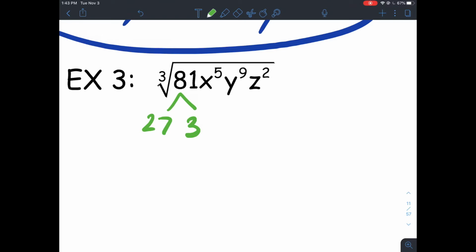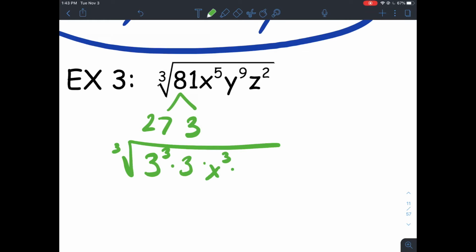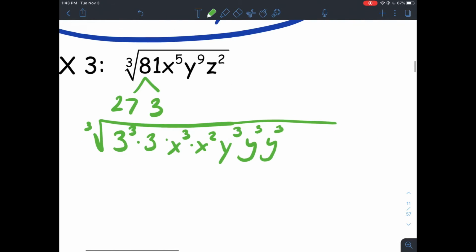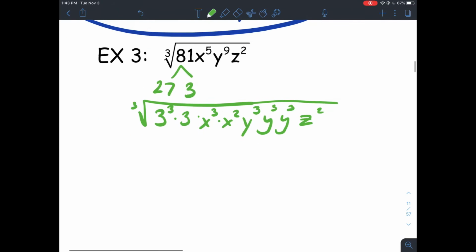Then we're going to go ahead, let's rewrite this cube root. And then 27 is 3 cubed times 3, and then we can say x to the third times x squared. And then we can say y to the third, y to the third, and y to the third. Those are going to add up to our 9. And then our z squared, we can't really do much with.